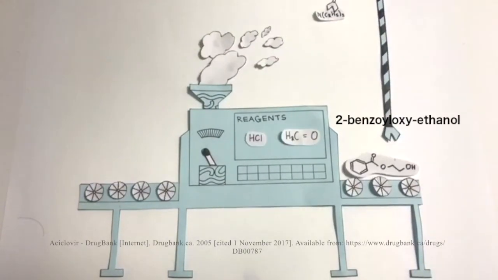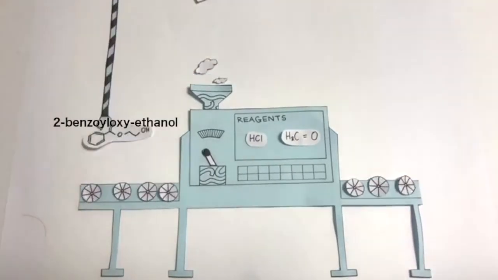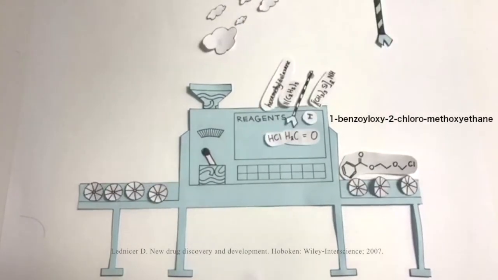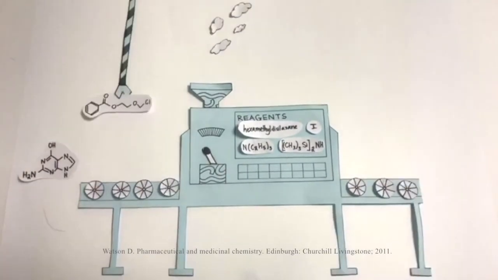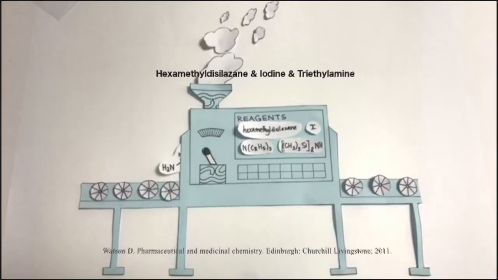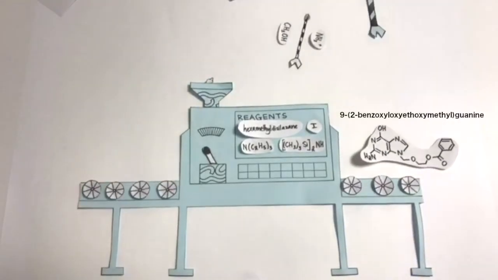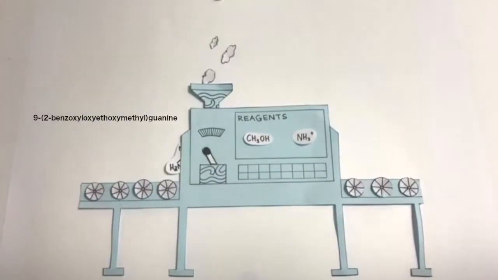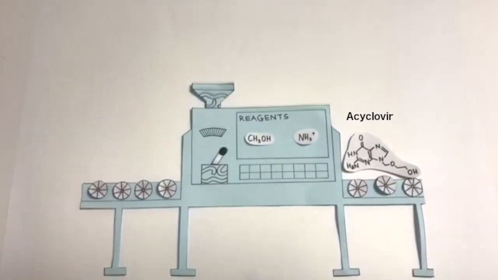2-benzoyloxyethanol, which is an ester with a hydroxyl group at the end of the chain. 2-benzoyloxyethanol in the presence of methanol and hydrochloric acid then produces 1-benzoyloxy-2-chloromethyloxyethane, which is a molecule that binds with guanine in the presence of hexamethyldisilazane, then iodine and triethylamine, which produces 9-(2-benzoyloxyethoxymethyl)guanine, which is a bonded version of the two, which then reacts with ammonia and ethanol, which removes the aromatic ring and oxidizes an OH.